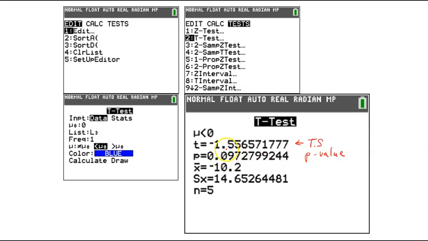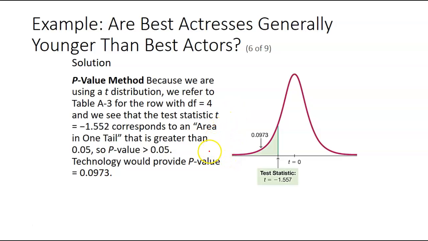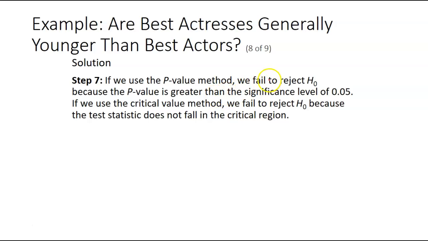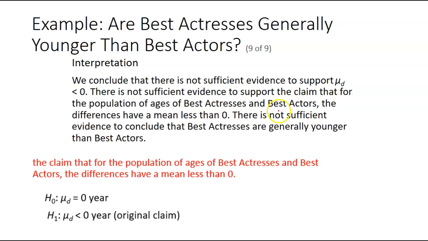So this is going to be my test statistic, and this is going to be my p-value. So this p-value is going to be greater than the alpha, and because it's greater than the alpha, we're going to fail to reject the null hypothesis. And as far as writing our interpretation statement here, this was our original claim, and we said that we are going to fail to reject the null hypothesis. So we're going to say there is not evidence to support the claim that for the population of ages of best actresses and best actors, the differences have a mean less than 0.